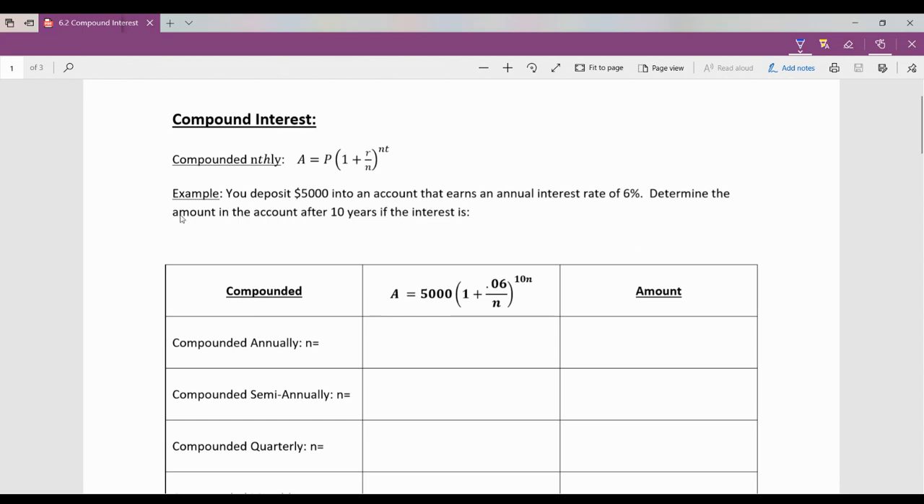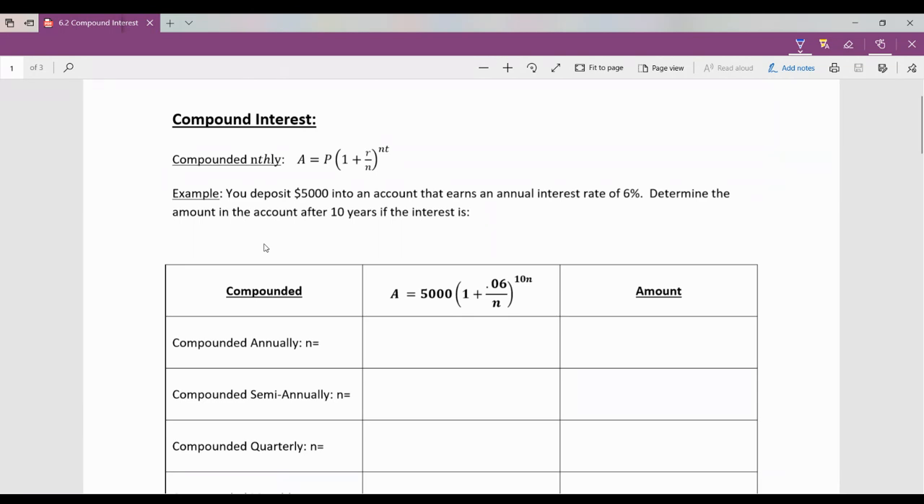All right, so we're going to just go through a couple examples and I'm going to walk you through the setup to begin with, and then we'll go into individual problems. All right, so our setup problem is that you deposit $5,000 into an account.